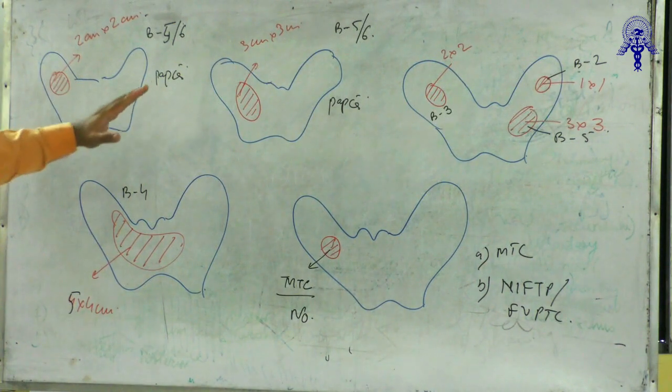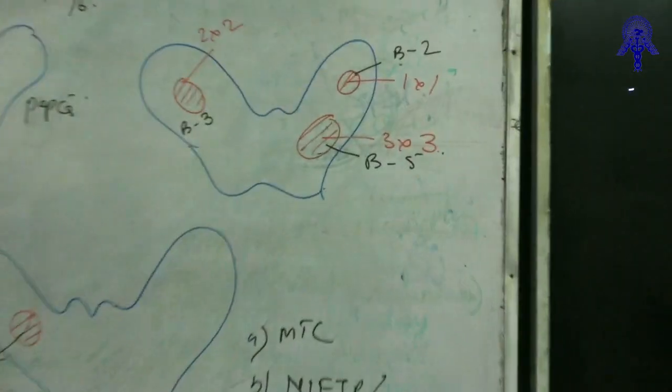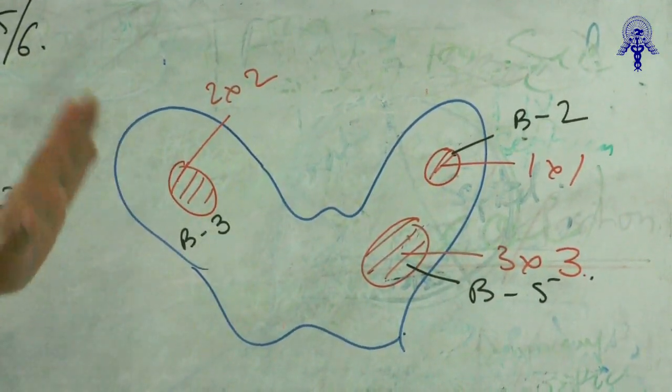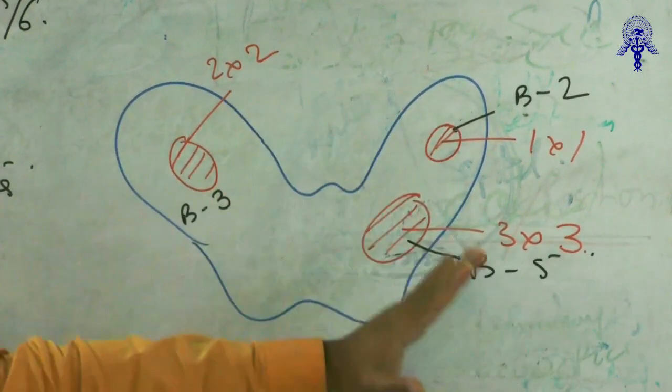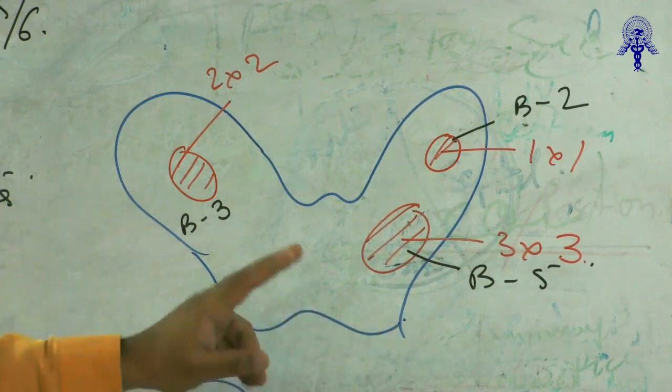Scenario 3, you are getting a multinodular goiter rather than a solitary thyroid nodule. On one side, it is 2 by 2, Bethesda 3. On the opposite side, it is Bethesda 2 and Bethesda 5, which implies that this might be definitely malignant.